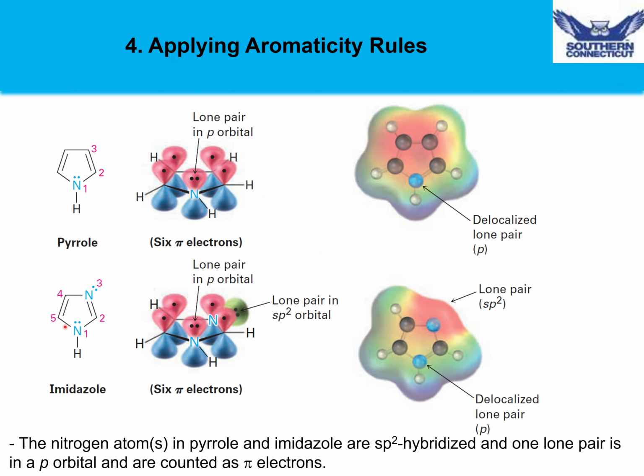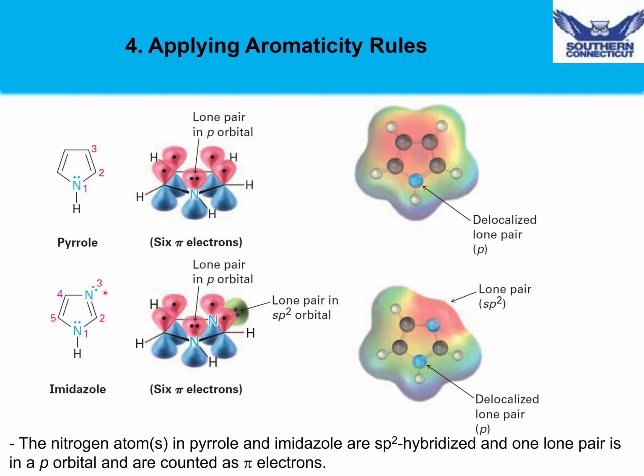Imidazole is a molecule that is also aromatic. It has 2 nitrogens and 3 carbons. If we look at the orbital diagram, each carbon, for example, these 2, will have a p orbital with a single electron, allowing that double bond to form. The nitrogen here and the carbon here labeled with a 2 will each also have a p orbital with a single electron. Now the lone pair on the nitrogen, which is labeled as position 1, will be held in a p orbital, so we're going to count those 2 electrons, giving this molecule 6 pi electrons.